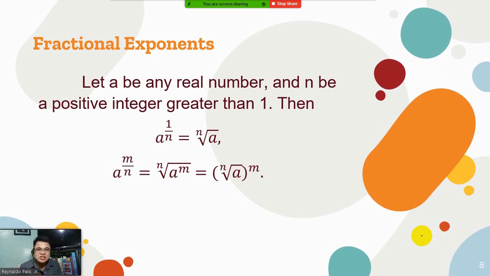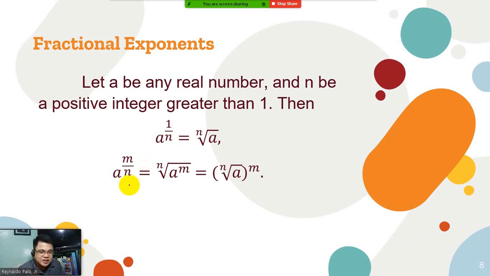Next, fractional exponents. Remember that when we are talking about fractional exponents, this is also the same as talking about expressions with rational exponents. It means that the exponent of the term is a fraction. Let a be any real number and n be a positive integer greater than 1, then a raised to the power of 1 over n is the nth root of a. So what do we mean by this? We can convert expressions with rational exponents to radical expressions and vice versa. We can also transform radical expressions to expressions with rational exponents.